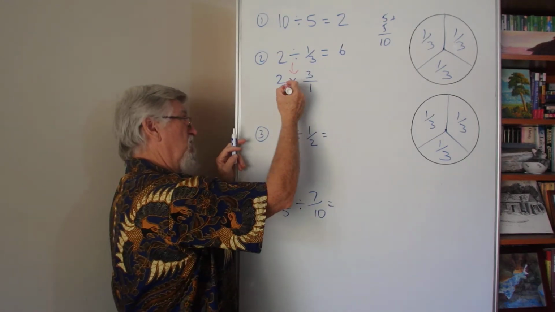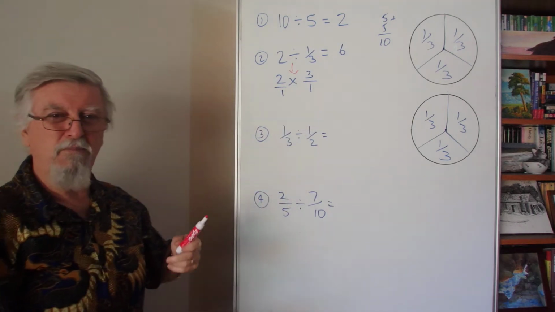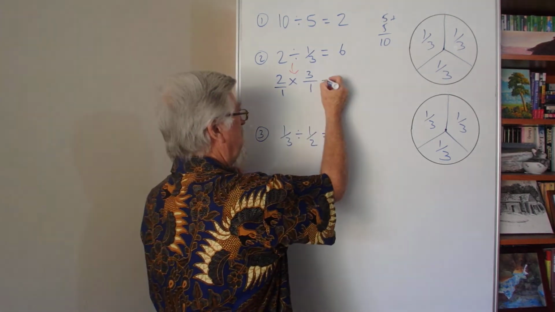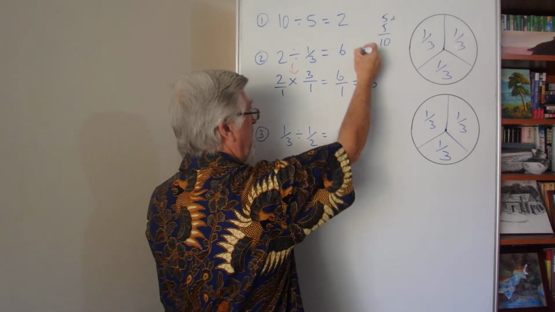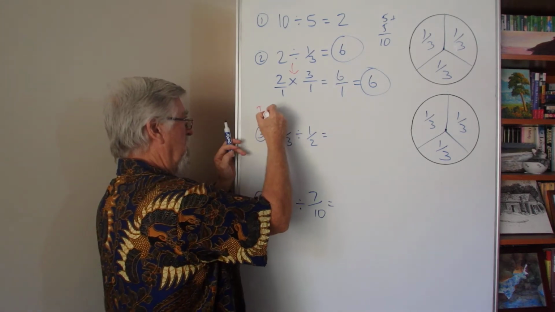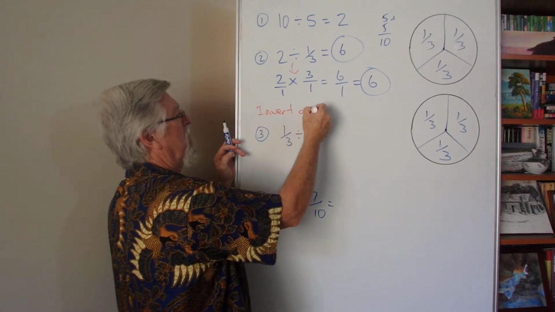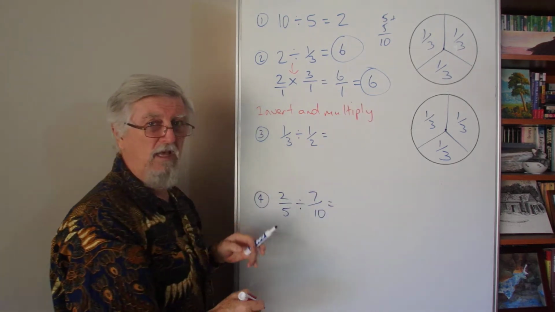Then we'd write the 2, and here's a 2 over 1, and then we've got the basics of multiply the top and multiply the bottom. So 2 3s are 6 over 1. How many times does 1 go into 6? And you've got the correct answer again, 6. It's actually commonly called invert and multiply. Now, invert just means turn it upside down.